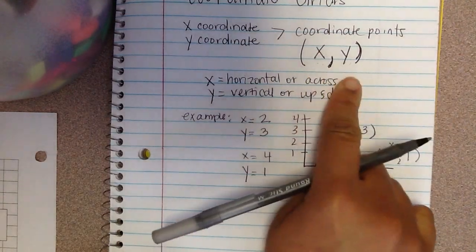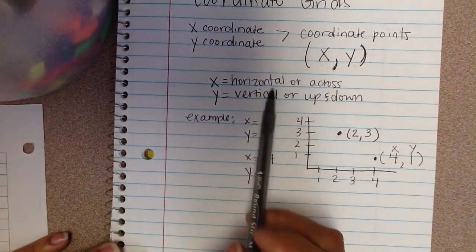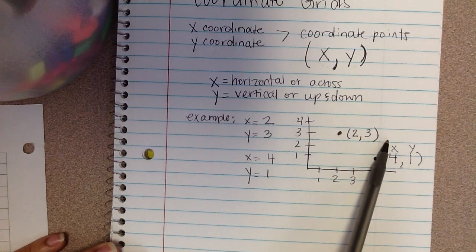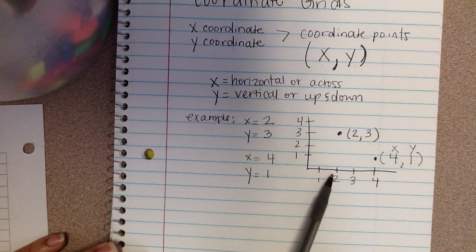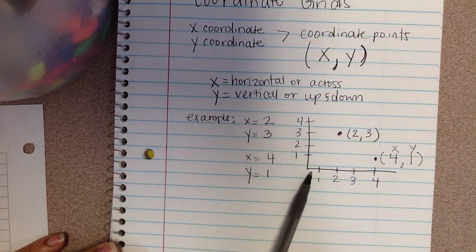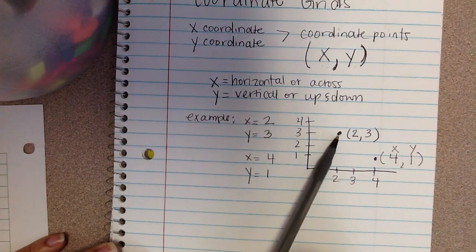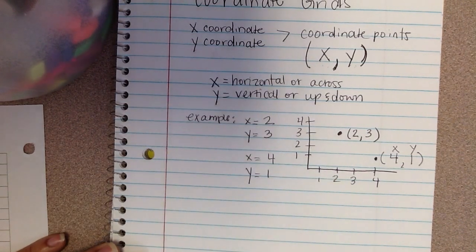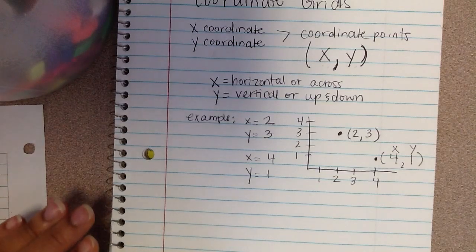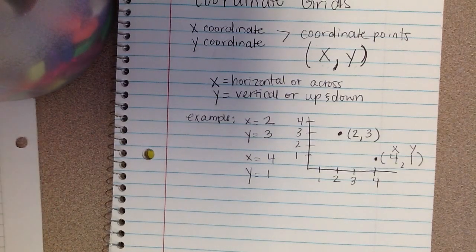So you have X and you have Y coordinates. X is how many you go across, Y is how many you go up. Notice I don't make 2 different dots. I don't make a dot for X and a dot for Y. I go over, pause, and then I go up to my Y, and then I make my dot. So I have to consider both my X and my Y before I make a point on my grid.